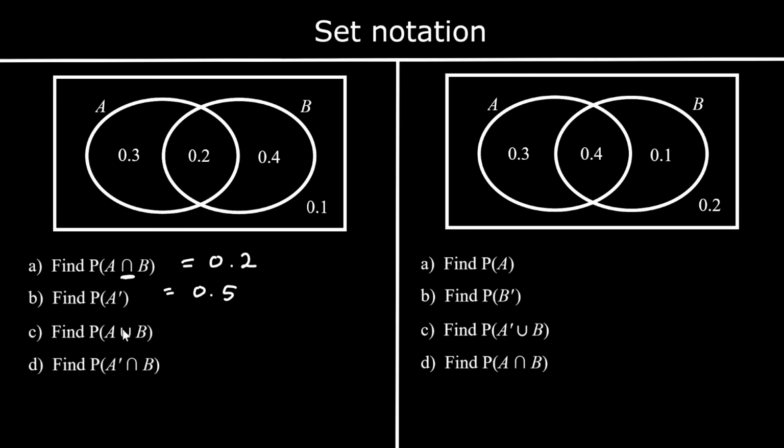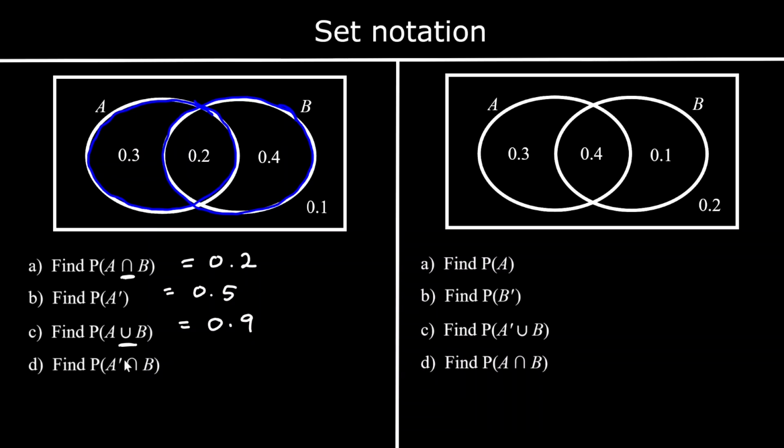Find the probability of A, the union. This symbol here looks like a U, it means union, and it can be A or it can be B, and we include all of it. So everything that's A and everything that's B. We're including all of the A circle and all of the B circle. So it's not the intersection, it's everything. And that is 0.3 plus 0.2 plus 0.4, so 0.9.